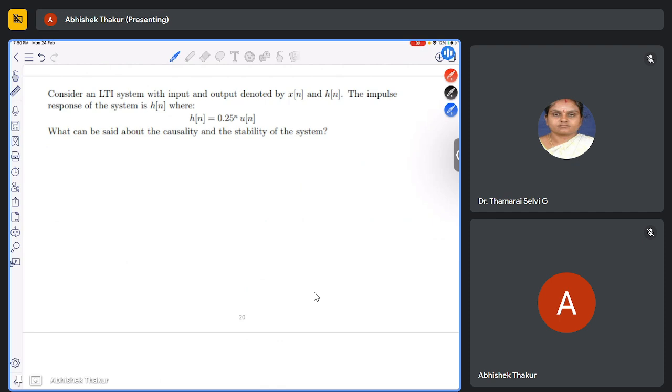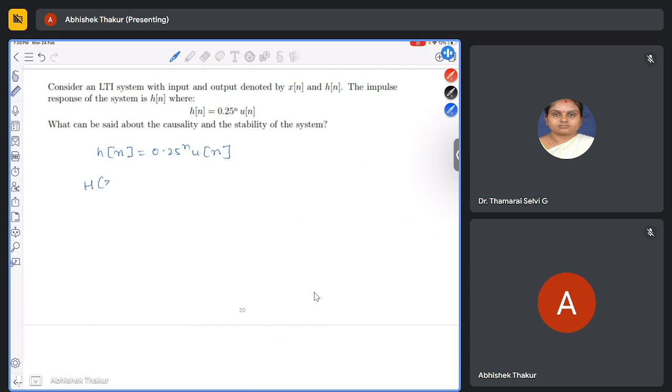Now consider an LTI system with input and output denoted by x of n and y of n. The impulse response of the system is h of n, given as 0.25 to the power of n u of n. What can be said about the causality and stability of the system? So h of n is given. The Z transform will be H of z, the summation of h of n z to the power of minus n, with n from minus infinity to plus infinity.